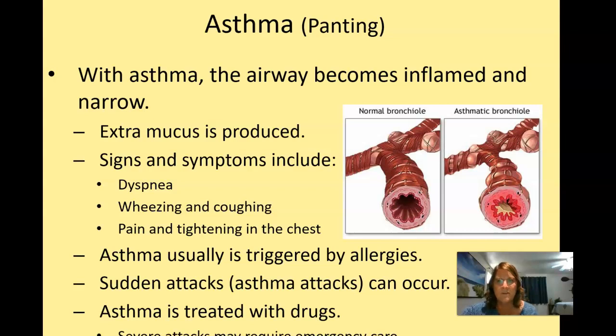DYS in front of the word is difficult. Pnea is the root word for breathing. So dyspnea, wheezing and coughing, pain and tightening in the chest. And asthma is frequently triggered by allergies. So sudden asthma attacks can occur, and usually we will treat them with medications. The person will have respiratory treatments. We can actually give them medication to kind of open the airways up a little.